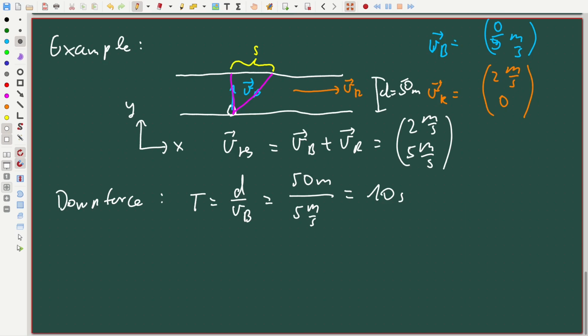Then in the next step, we can calculate the drift, in this case we called it S. This is equal to the speed vr of the river multiplied with this time t. So we write 2 meters per second times 10 seconds, and this results in a value of 20 meters. So the boat covers a distance of 50 meters, but at the same time it also covers 20 meters in x direction. And this is everything I want to explain today regarding the superposition principle.